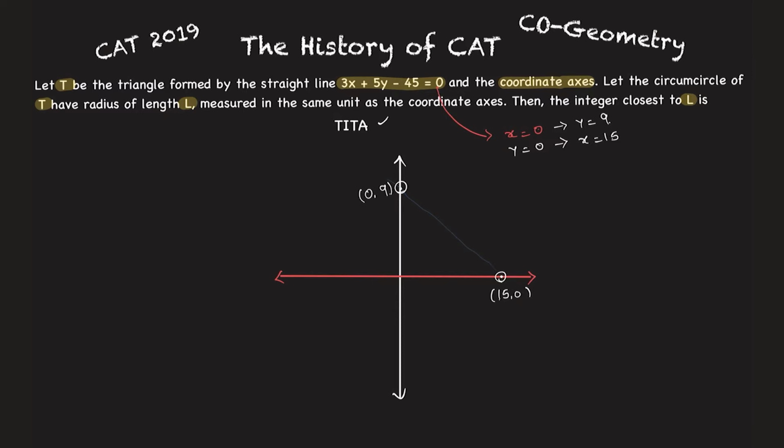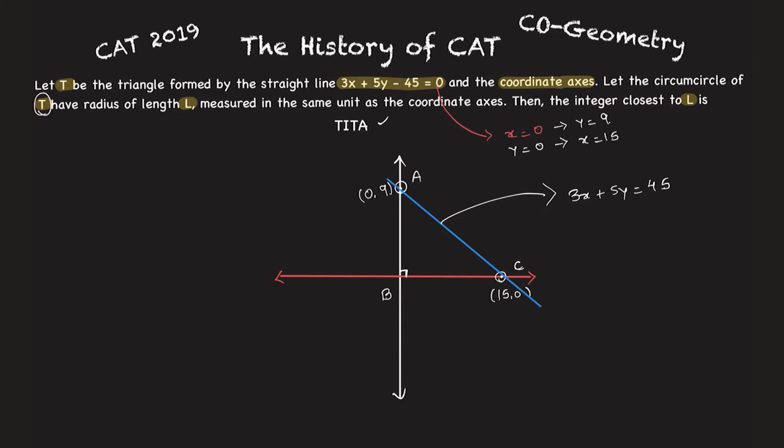This is how the line would look. This is your line given by the equation 3x plus 5y equals 45. Now this is your triangle. If I can name it, this is A, B and C. This is your triangle, and as we knew, this is a right angle triangle, given by T.